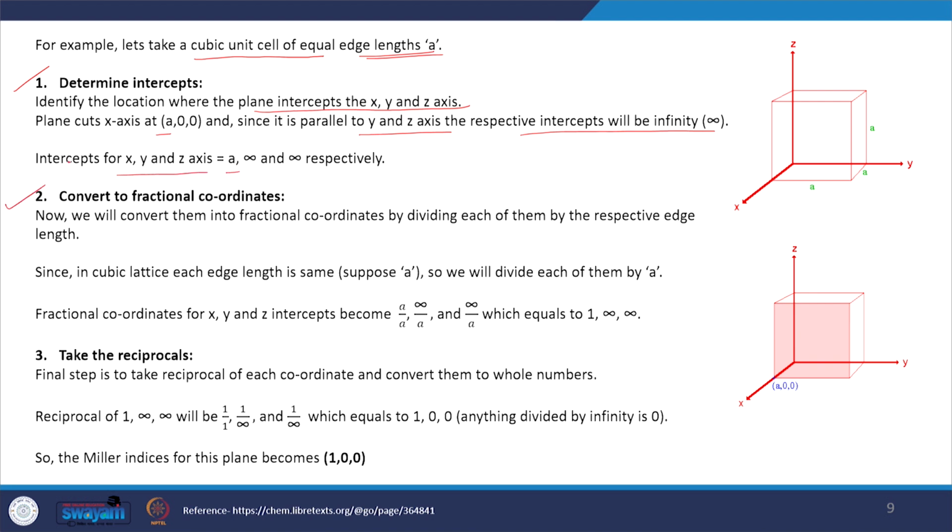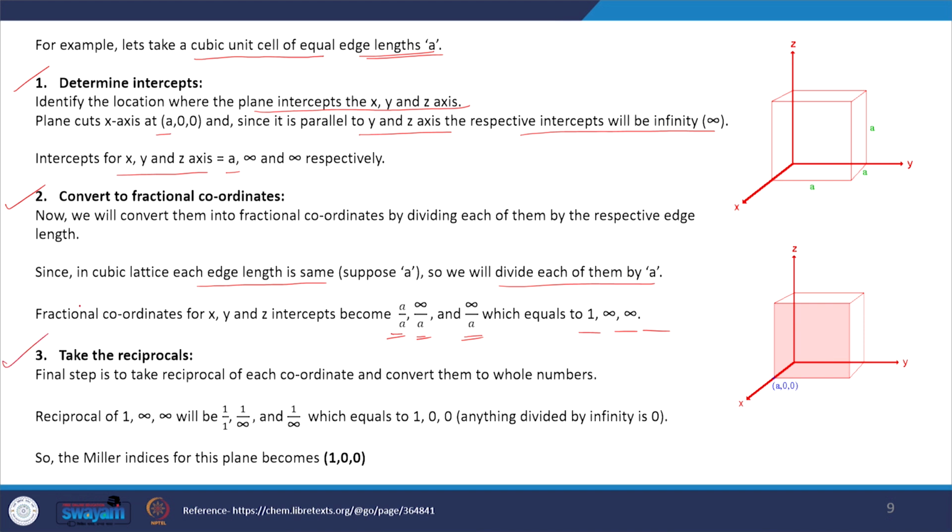The next step is to convert to fractional coordinates. We convert the intercepts into fractional coordinates by dividing each of them by the respective edge length. Since it is a cubic lattice, each edge length is the same, so we divide each of them by a. Here the fractional coordinates for the x, y, z intercepts become a by a, infinity by a and infinity by a, which equals 1, infinity and infinity.